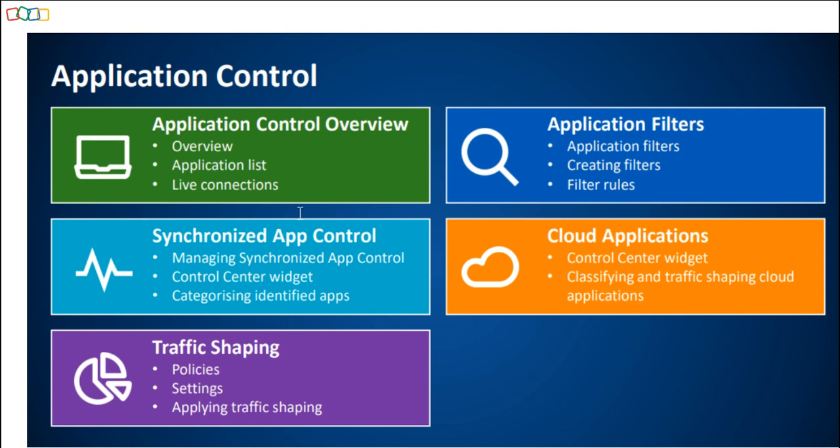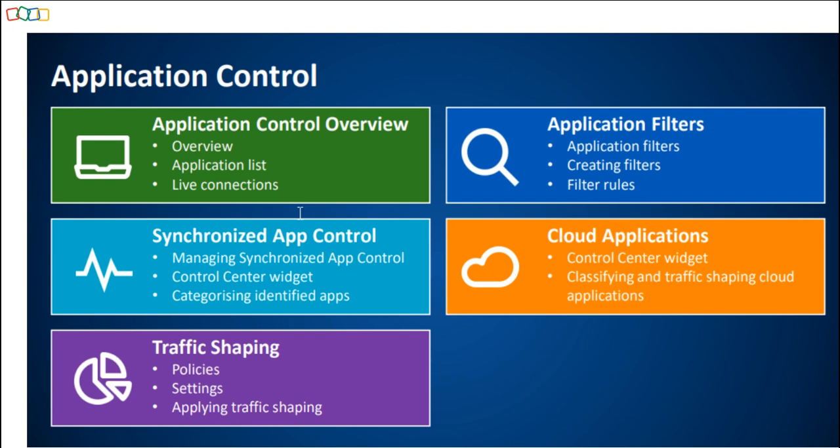Next module would be the application control. Similar to the web protection, we have application control. We will look into the overview, what are the application lists available, the live connections available, and we can take action accordingly. We will again create our own filter policies, or we can clone the default policies available on Sophos XG firewall and apply them on the user group or the firewall to protect the network.